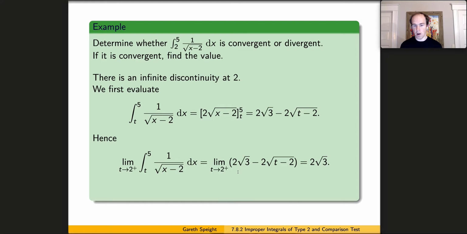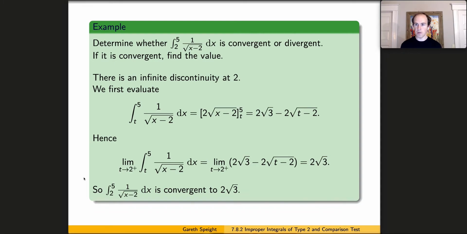Okay, 2 root 3 is just a constant. It doesn't depend on t, so it just stays. If t approaches 2 from the right, t minus 2 is going to approach 0. So also the square root of that is going to approach 0. Multiply it by 2, it doesn't make a difference. It still tends to 0. So the second piece is tending to 0, and we're left with 2 square root 3. That's a finite number, so the improper integral converges to 2 square root 3.